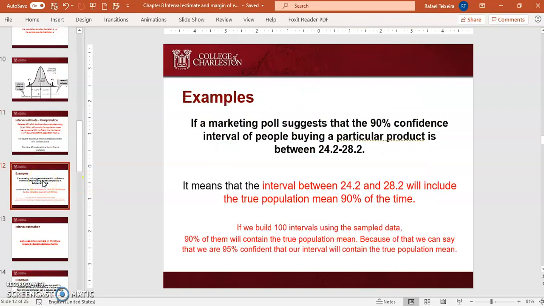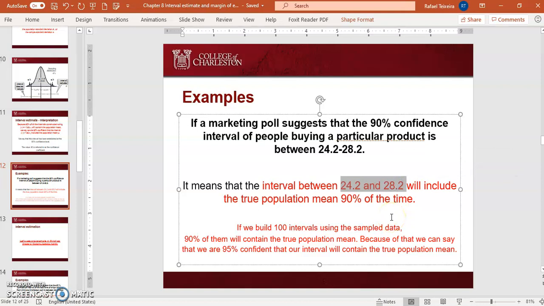Let me give you some examples here. If a marketing poll suggests that the 90% confidence interval of people buying a particular product is between 24.2 and 28.2, it means that the interval between 24.2 and 28.2 will include the true population mean 90% of the time. So we are trying to understand how much people spend so we can plan our sales and plan our operations. This is the interval that will include the true value of how much customers purchase 90% of the time.